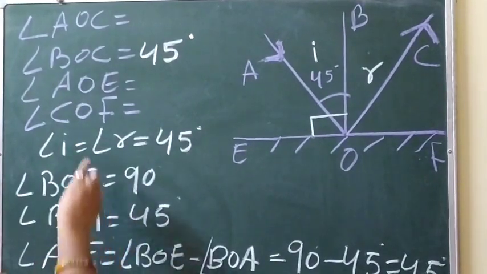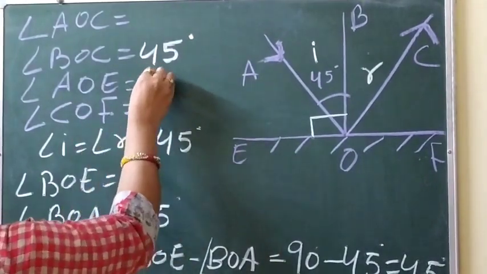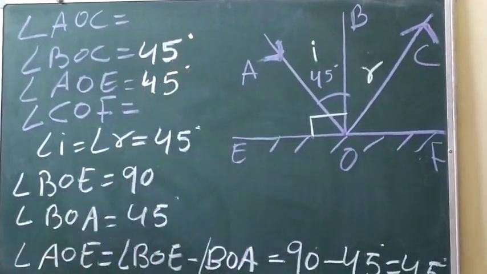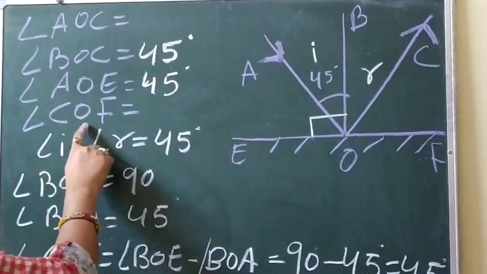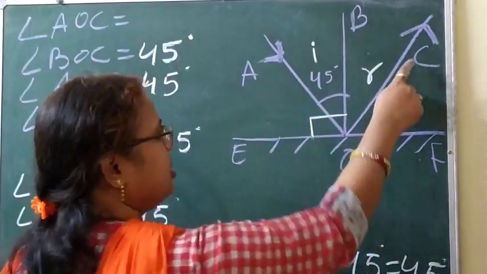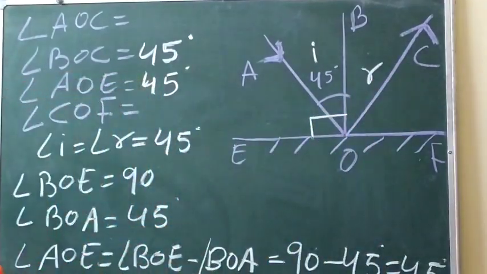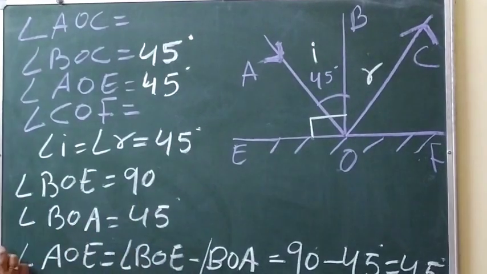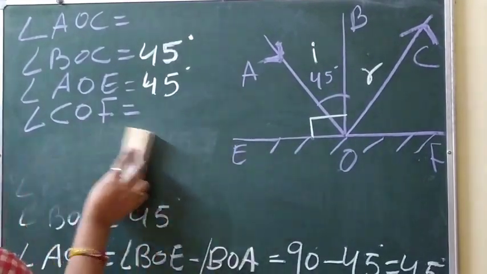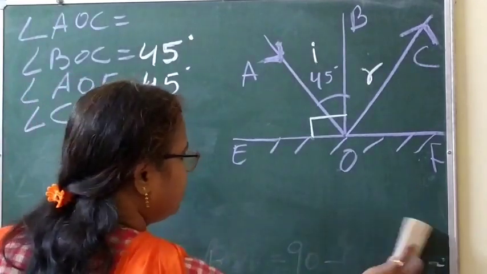Where is AOE? AOE is equal to 45 degrees. Okay. Now you have to find out the value of COF. Same way we will find out the value of COF also. So I am going to rub this one. I hope it is clear to you.